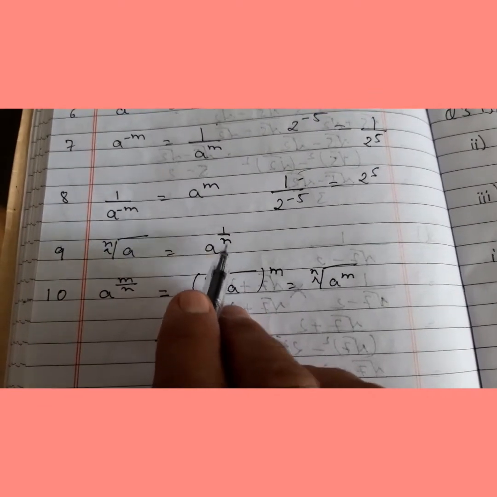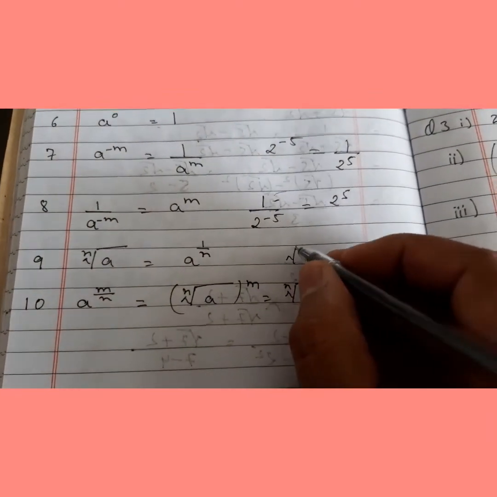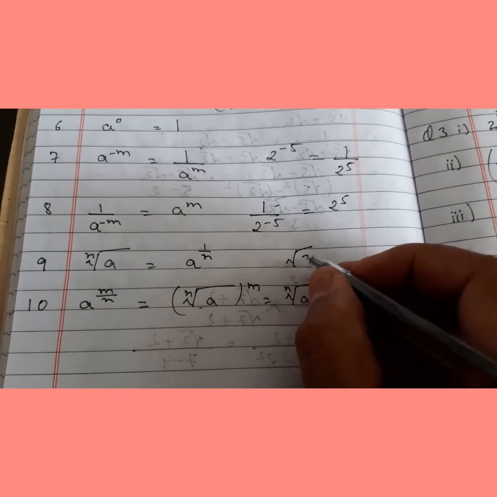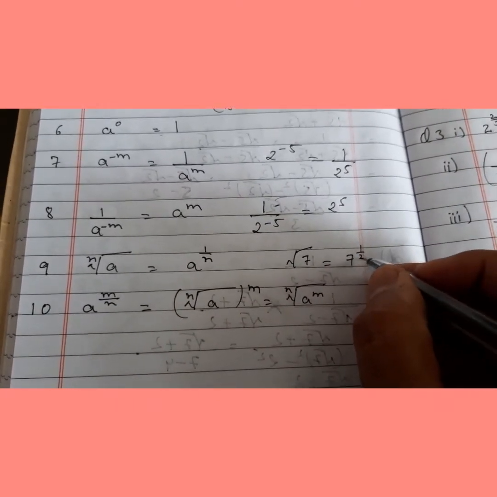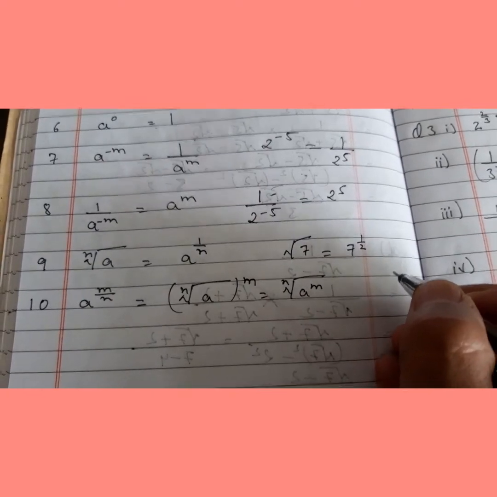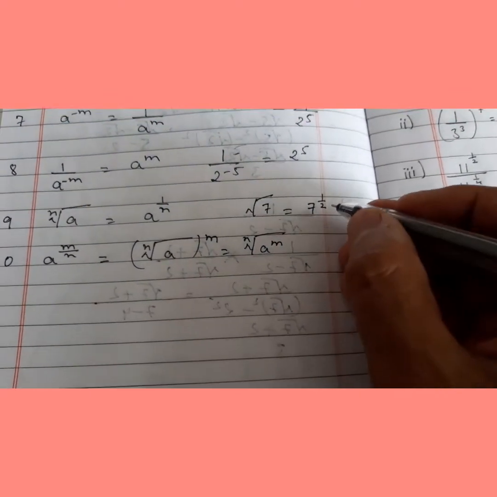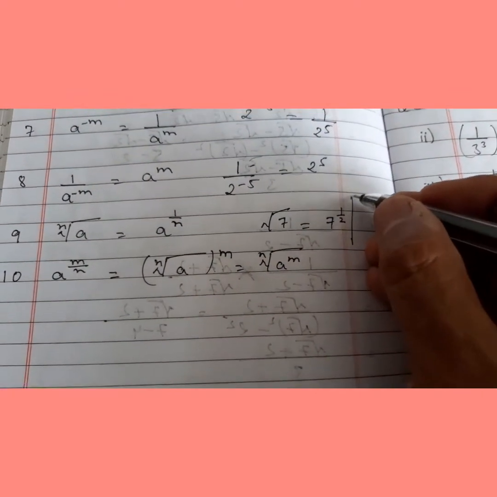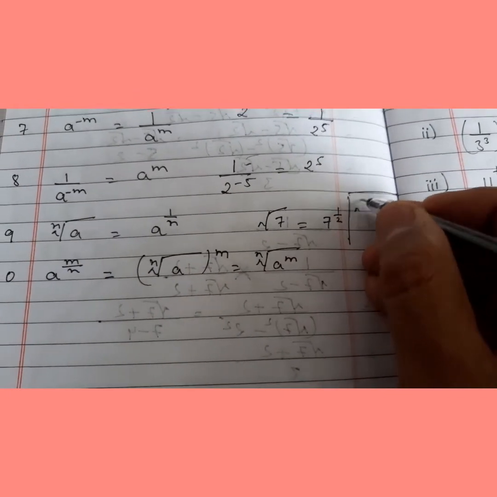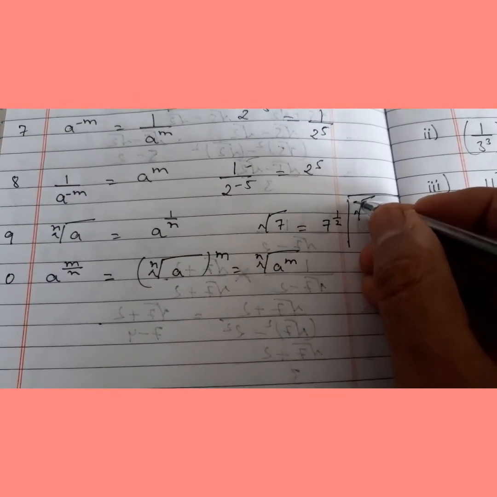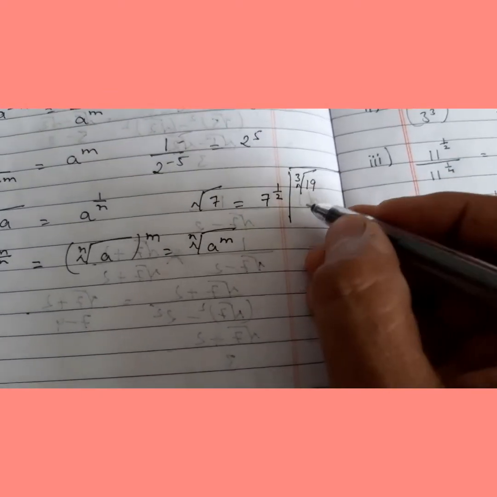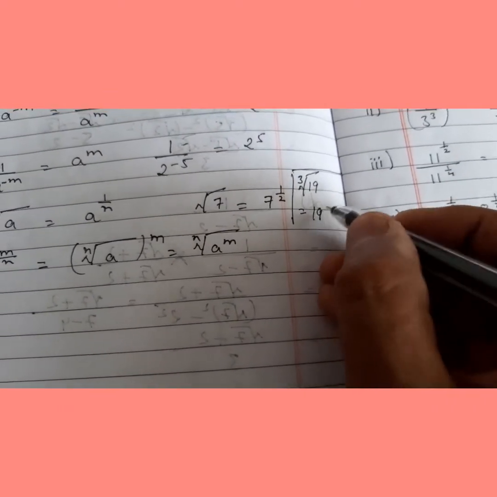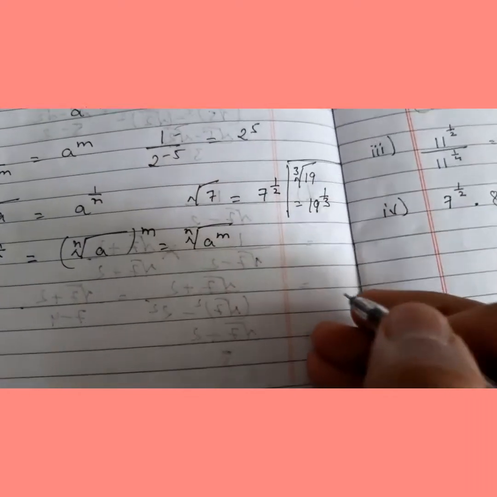Then the ninth one, if nth root of a is there, so we can write down like this, a raised to power 1 upon n. It means if we are having square root of 7, so we can write down 7 raised to power 1 by 2, right? Or if it is like this, cube root of 19, right? So we can write down like this, 19 raised to power 1 by 3.